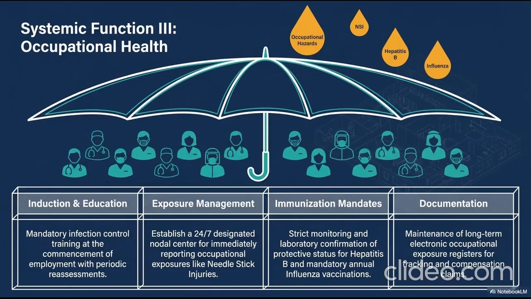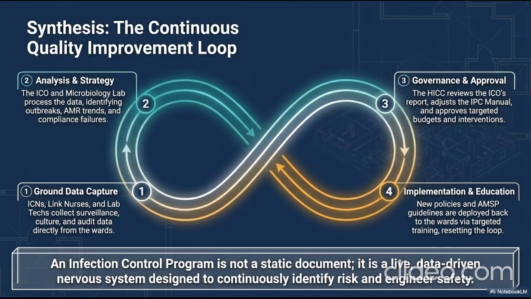Slide 12. Systemic Function 3. Occupational Health. The program also protects the healthcare worker through mandatory induction training and strict immunization mandates for hepatitis B and influenza. We establish 24/7 nodal centers for managing occupational exposures like needle stick injuries, ensuring all incidents are tracked in electronic registers.